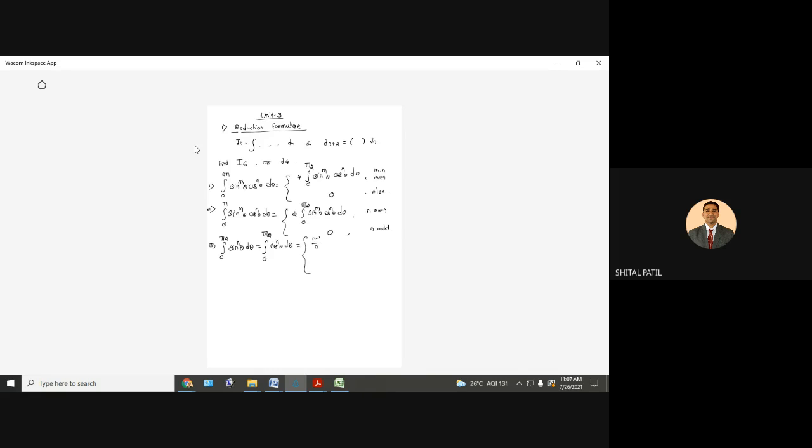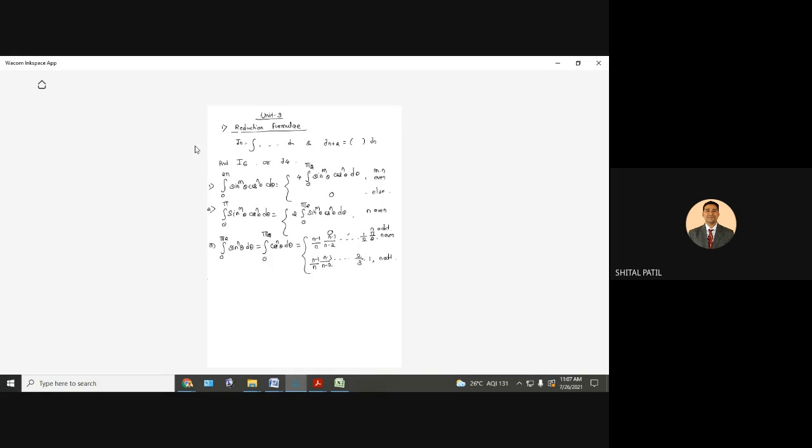n, n minus 1, n minus 2, n minus 3, and so on. Whenever power is odd number, the last ratio will be 1 by 2, and then you multiply it by pi by 2. So n even. And if it is odd, it is like this: n, n minus 1, n minus 2, n minus 3. We have to start in the same way, but last ratio is 2 by 3, then 1, n odd.